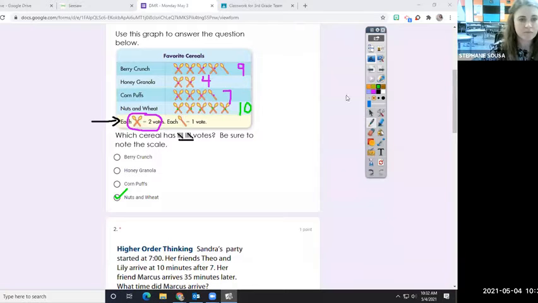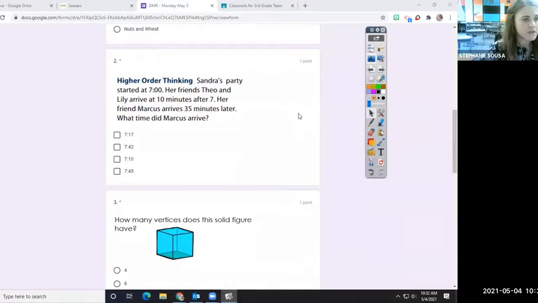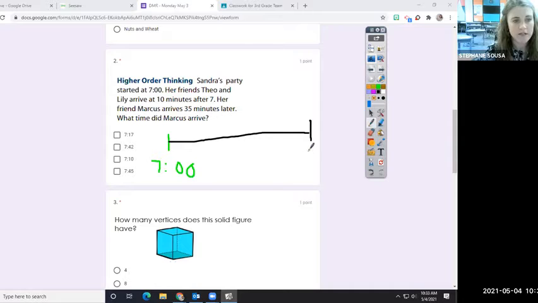Okay. Next one. Sandra's party started at 7. Her friends Theo and Lily arrived 10 minutes after 7. Her friend Marcus arrived 35 minutes later. What time did Marcus arrive? I like to use a timeline on problems like this, so I know that my start time is 7 o'clock. I don't know what time Marcus got there, but I'm going to put an M for Marcus.